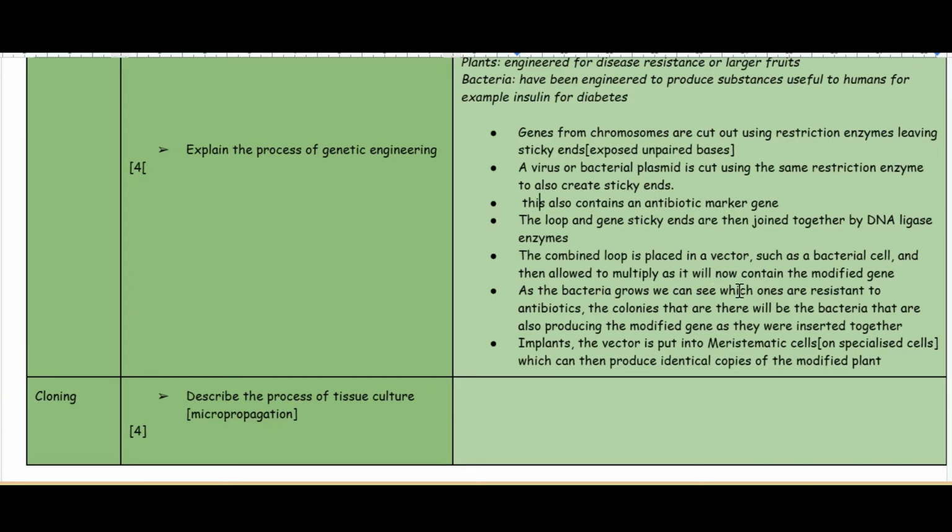So as the bacteria grows, you can then see which ones are resistant to an antibiotic, which ones aren't, and the ones which are, you can see, have been genetically engineered. And you can see the colonies start to group together, and the ones that have produced the modified gene would obviously survive longer.